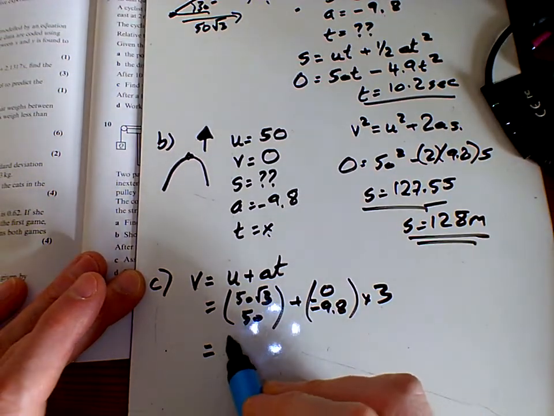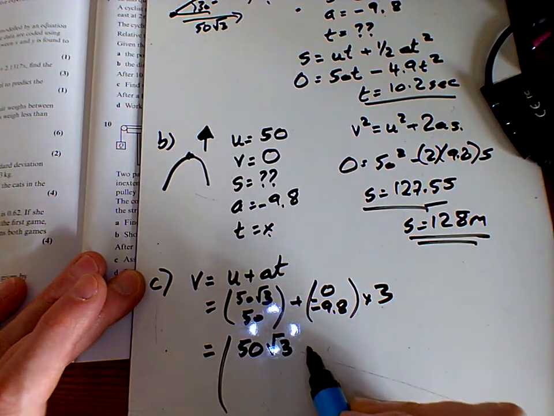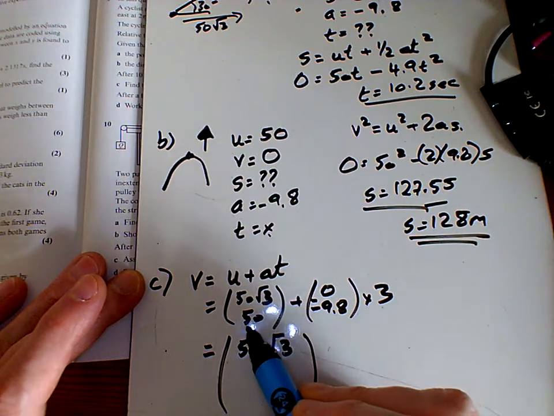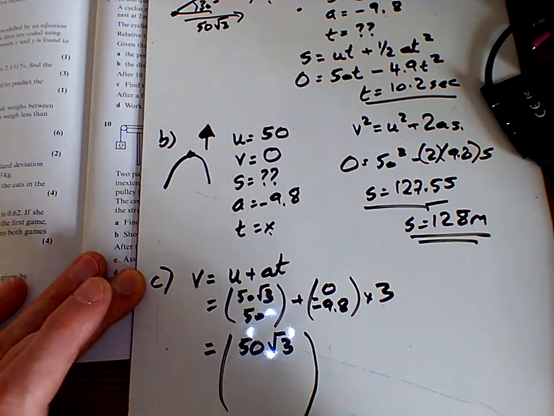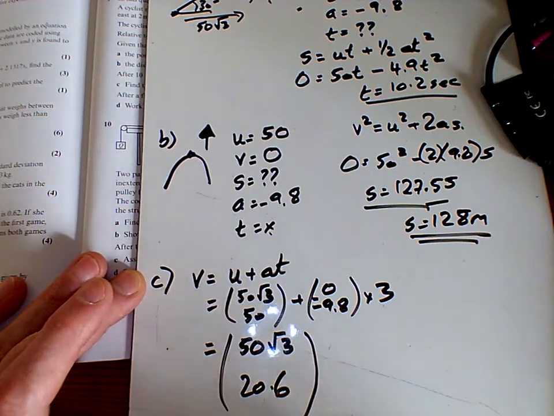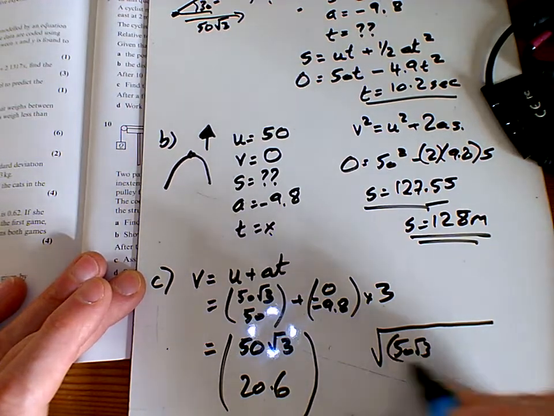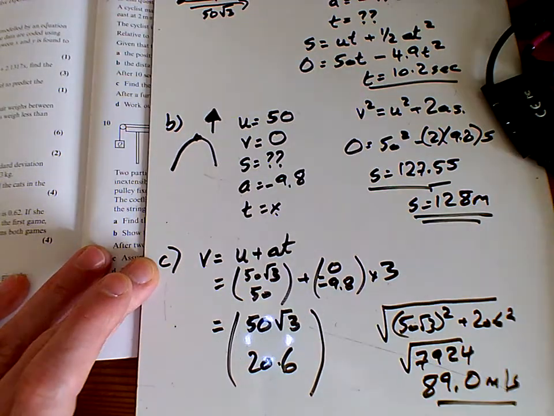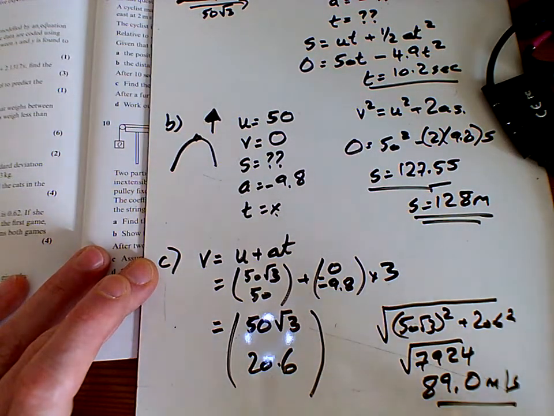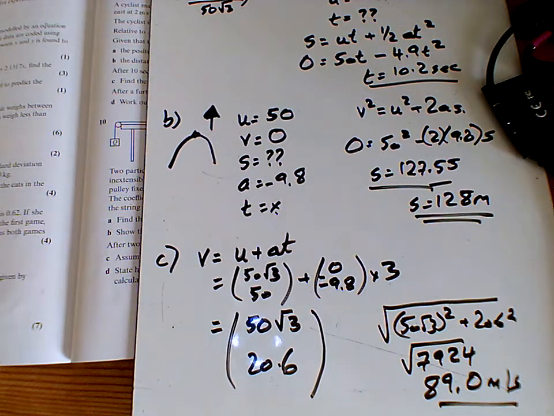So putting this in, clearly the horizontal velocity remains at 50 root 3 all the way along, but the vertical one is going to be 50, take away 9.8 times 3, so the vertical one is now 20.6. The speed will be the square root of these two things, so I've got 50 root 3 squared plus 20.6 squared, square rooted. I've just done some tapping here, I've squared that, get 7924, and square root that gets me 89 meters per second.